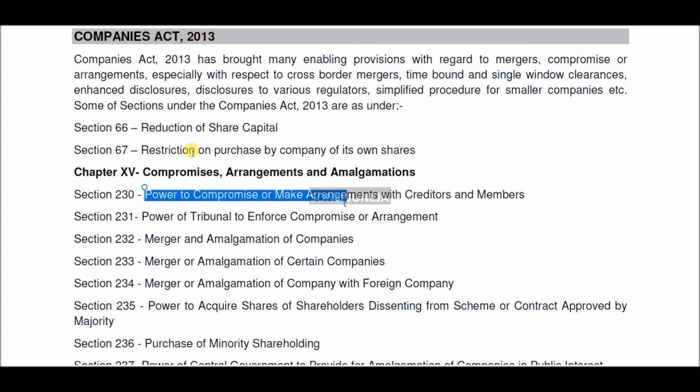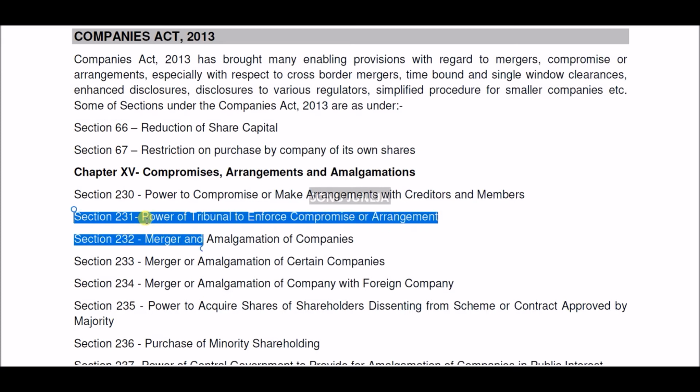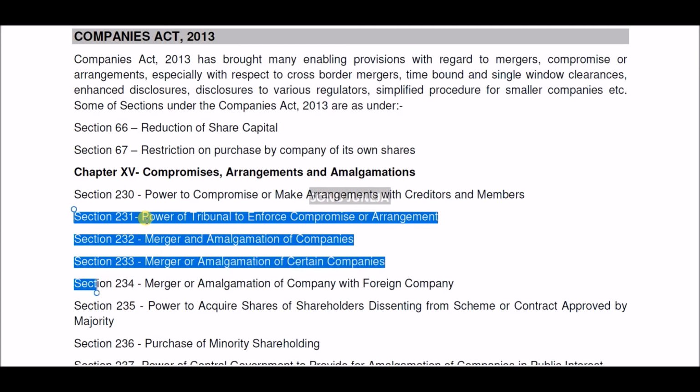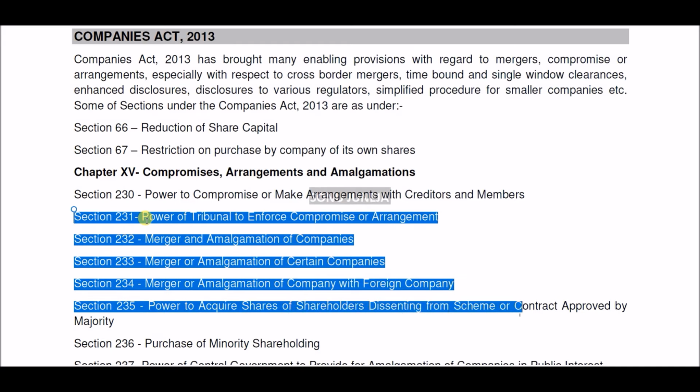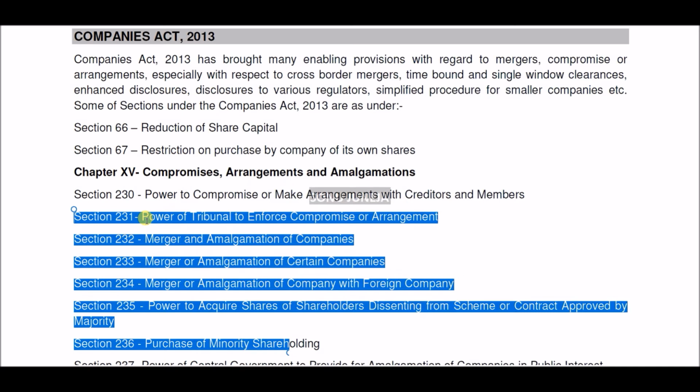Now section 230 is the power to compromise or make arrangements with creditors and members. 231 is the power of tribunal to enforce compromise or arrangement. 232 deals with merger and amalgamation of companies. 233 is merger or amalgamation of certain companies, some specific companies. 234 deals with the amalgamation of a company with a foreign company, which will definitely require some FEMA rules and regulations of the act to be dealt with. Section 235 is the power to acquire shares of shareholders dissenting from a scheme or contract approved by the majority. Then 236 deals with the purchase of minority shareholding.